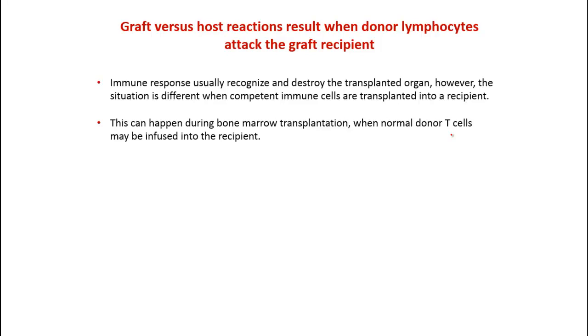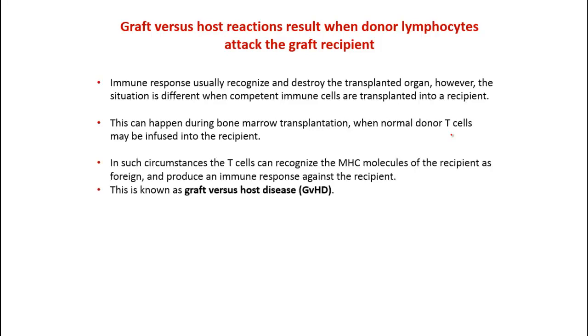However, the situation is different when competent immune cells are transplanted into a recipient. This can happen during bone marrow transplantation when normal donor T cells may be infused into the recipient. In such circumstances, the T cells can recognize the MHC molecules of the recipient as foreign and produce an immune response against the recipient. This is known as graft versus host disease.